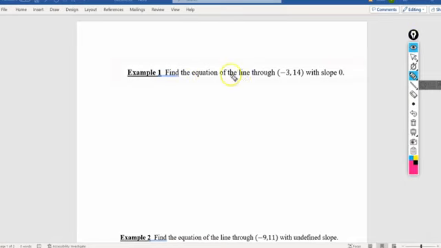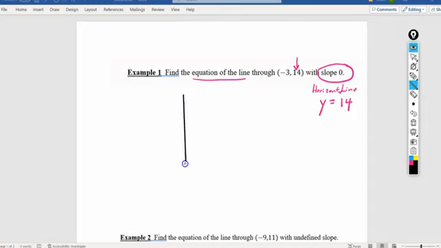We are asked to find the equation of the line going through the point -3, 14, and its slope is 0. As soon as you see that the slope is 0, that tells you you have a horizontal line. And horizontal lines are always written as y equals a number. Now, what number is it going to be? Well, what's the y coordinate? And we're actually done with what it asked us to do.